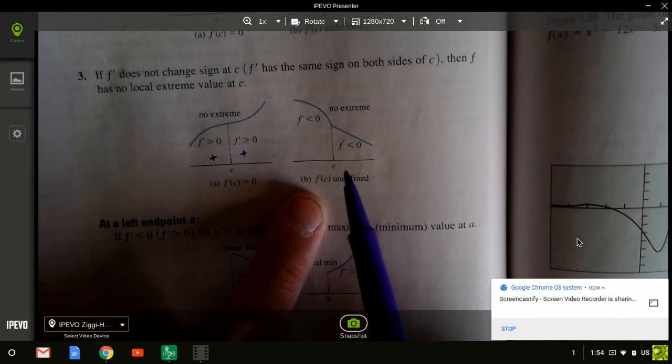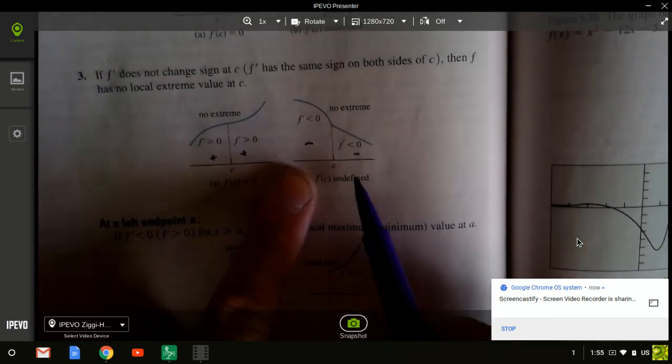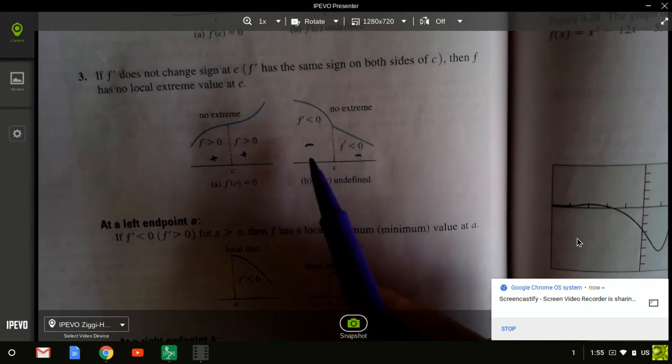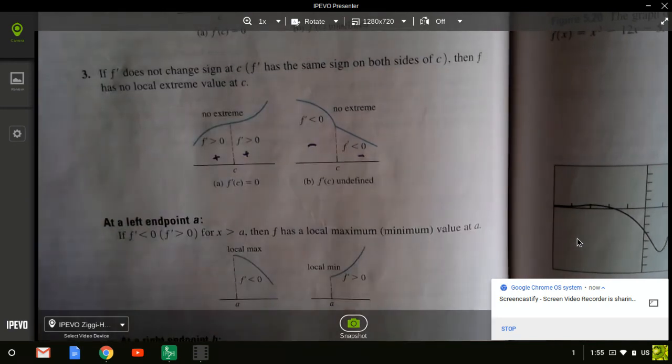Here, what if f'(x) is undefined at x equals c, whatever this point is, and if you plug it into the derivative function, you get an undefined answer. It doesn't necessarily have to be negative. The point is, if you plug x values into the derivative function on the left and right, and they both have the same sign, you don't have an extreme, okay?